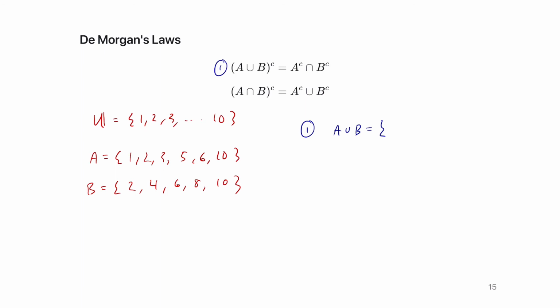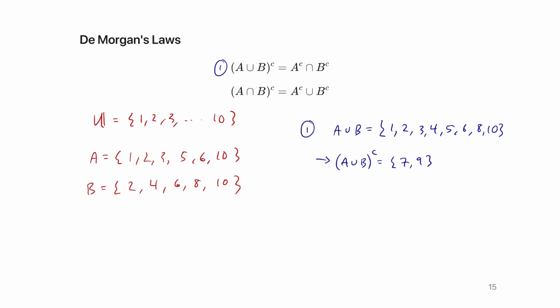Well, we take every element that's either in A or in B, right? So 1 is in at least one of them. 2 is in at least one of them. 3 is in at least one of them. 4 is in at least one of them. 5 is, 6 is, 8 is, and 10 is. Is that clear? Okay, so what's the complement of A union B? 7 and 9, good.